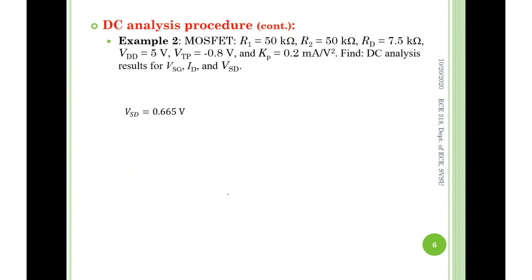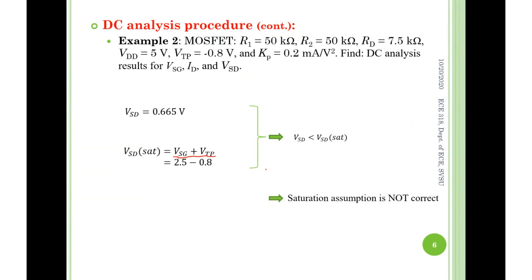And so let's go ahead. First, repeating VSD equals this value, and then you need to find the VSD saturation value, which according to the formula, you end up with this value. So what do you find? Your VSD is less than the VSD saturation boundary. As Shane just mentioned, it is non-saturation. In other words, the saturation assumption was wrong.